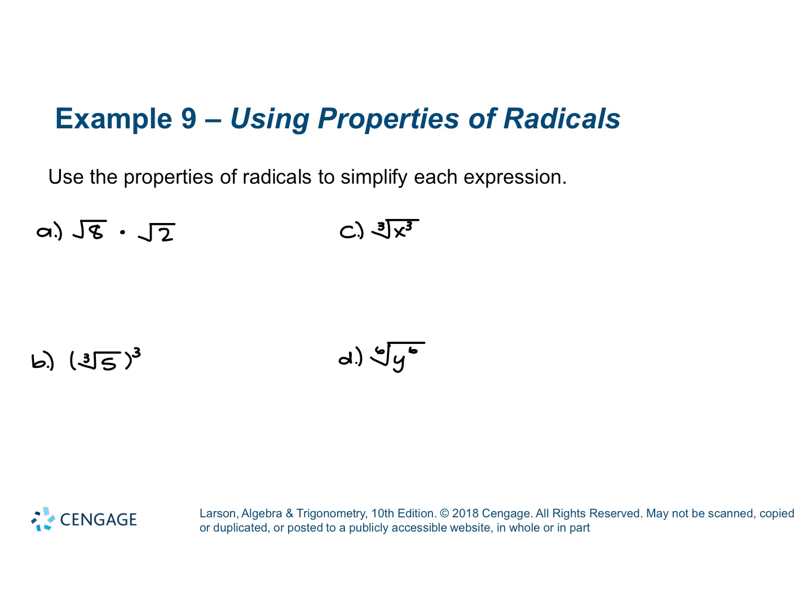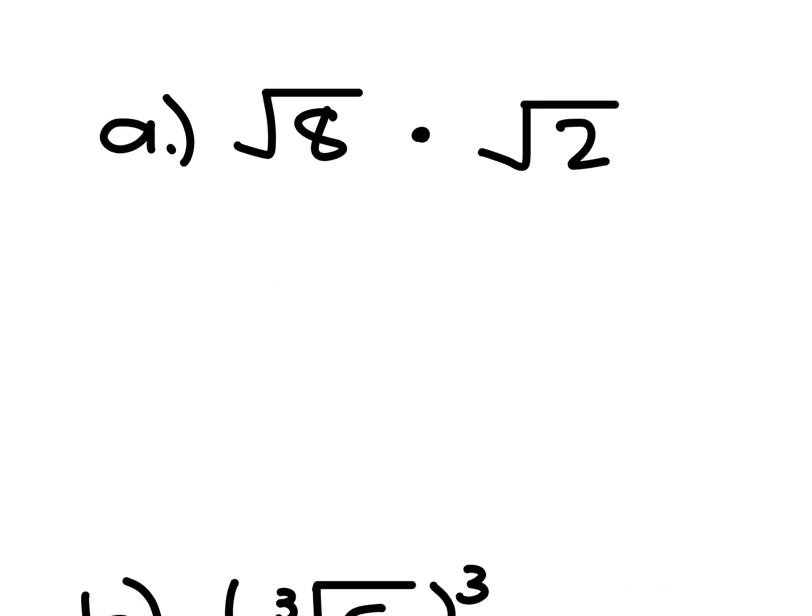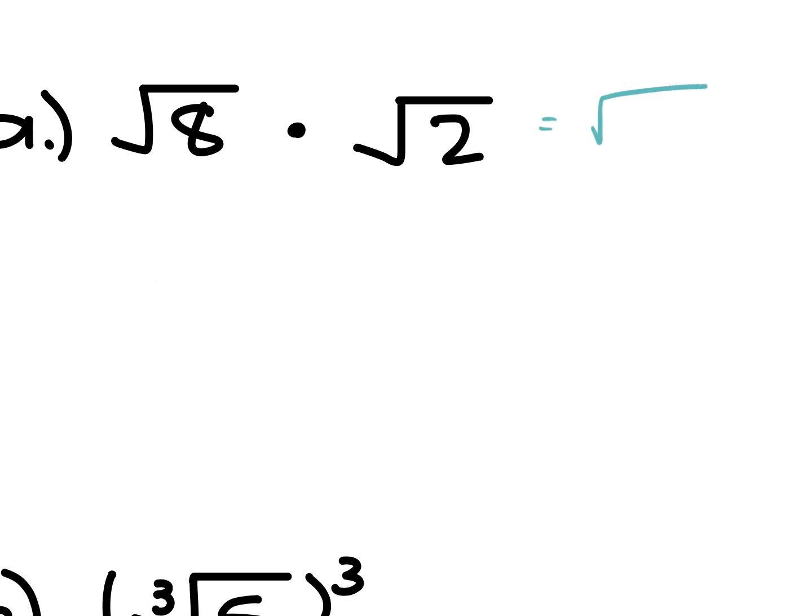Let's do some examples. So example A, we have the square root of 8 times the square root of 2. We can combine these together, and we could make this the square root of 8 times 2, which would be what? 16. Then we can break it down, because we can't leave it as the square root of 16. Some of us may know what the square root of 16 is right off the top of our head. If we don't, let's break it down. Let's simplify it. What are 2 factors of 16? 4 and 4.